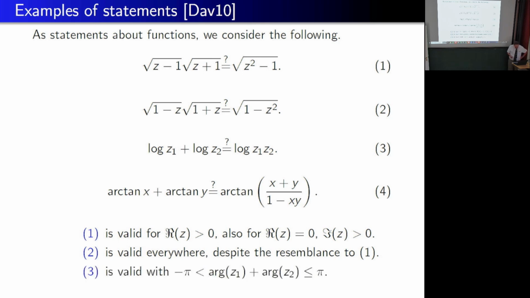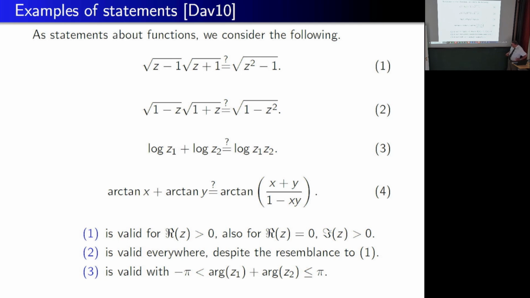The third one is valid provided that the argument of Z1 plus Z2 is between minus pi and pi, because in the standard interpretation, the argument of a log is always between minus pi and pi. So if that sum is not in that range, it can't possibly be equal to a single logarithm.